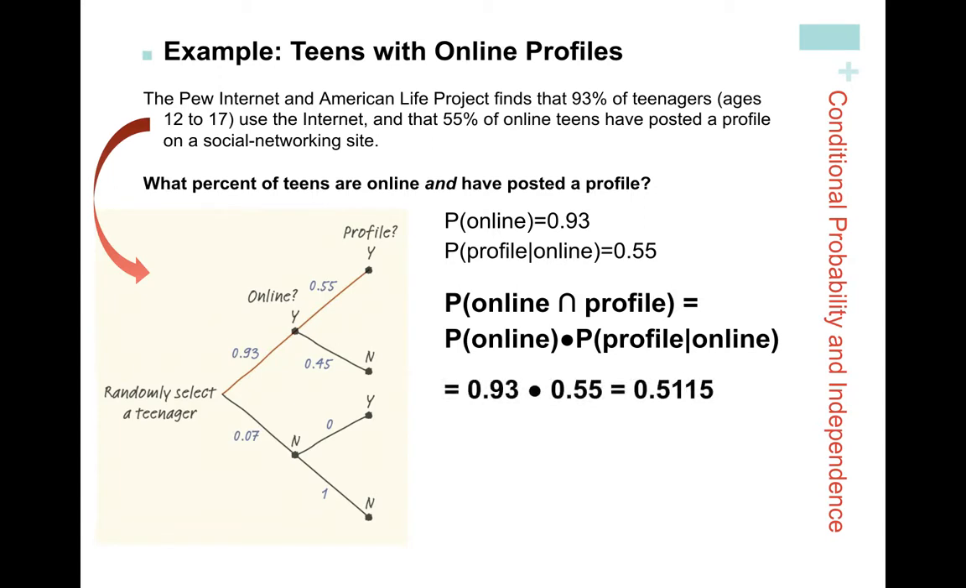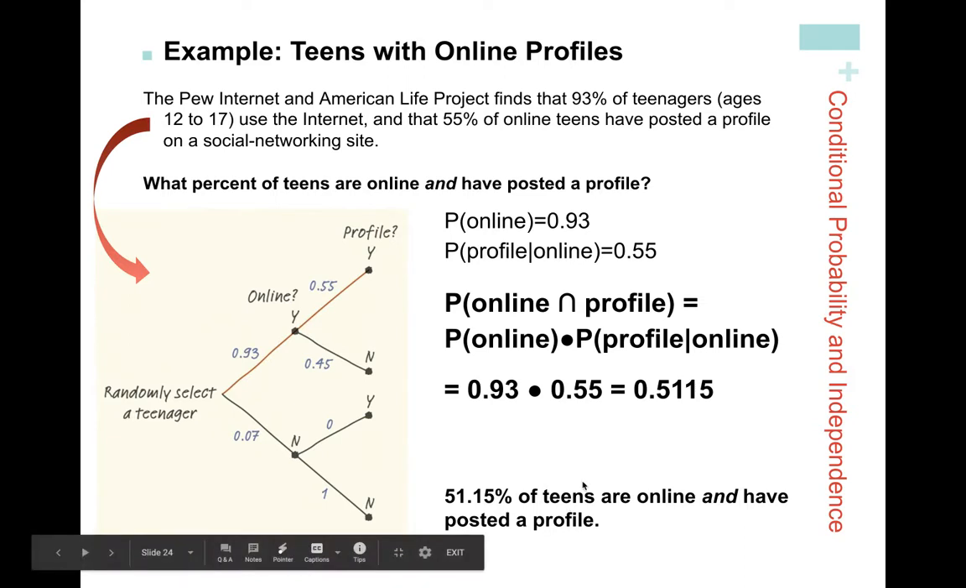And how do we actually calculate it? We multiply the two branches, so it's 0.93 times 0.55. So this intersection, the probability of online and profile, is 0.5115. Okay, so that tells us that approximately 51.15% of teens are online and have posted a profile. Remember, this is an estimate of what we believe the true proportion of teens that are online and have posted a profile is.